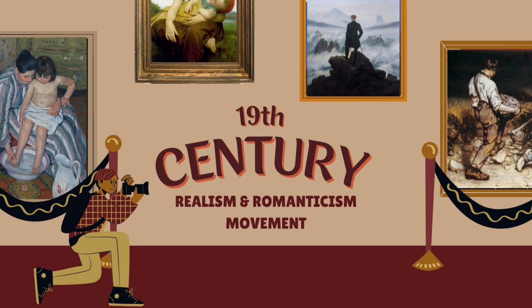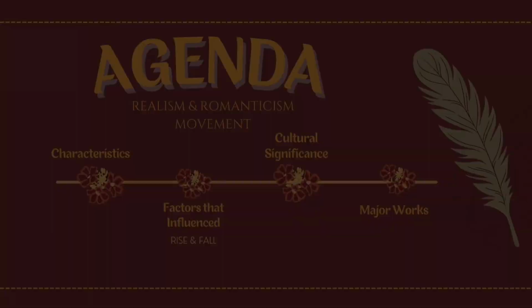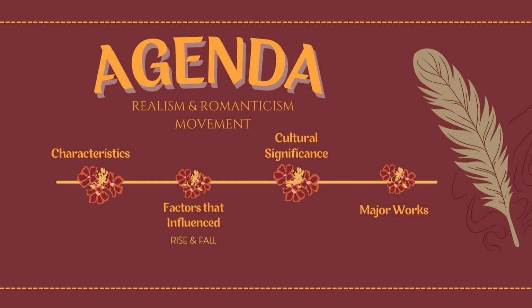Everyone, in this video we are going to discuss the different artworks in the 19th century. Our group chose to showcase artwork under the categories of realism and romanticism movement. But before we proceed to the different artworks, let us first discuss the characteristics, factors that influence its rise as well as its demise or fall, its cultural significance, and major works of the realism and romanticism movement.